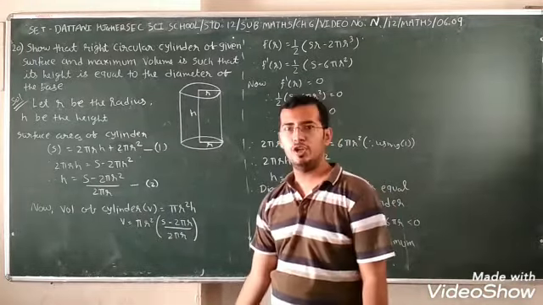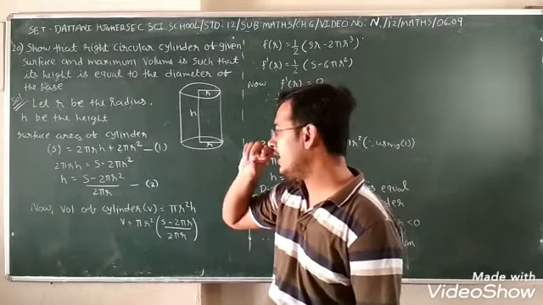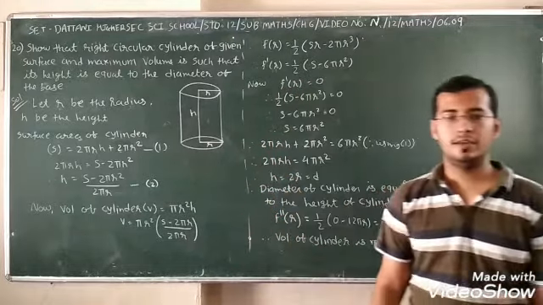In that, the volume is given, that is 100. So you have to put V is equal to 100 and then find out. It is the same sum.